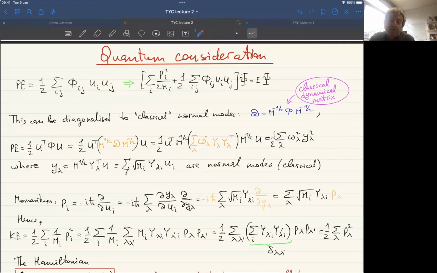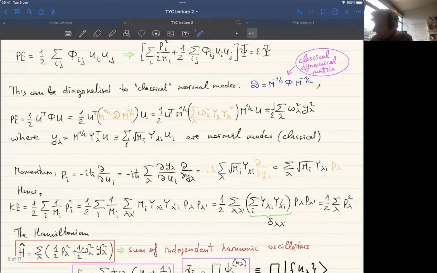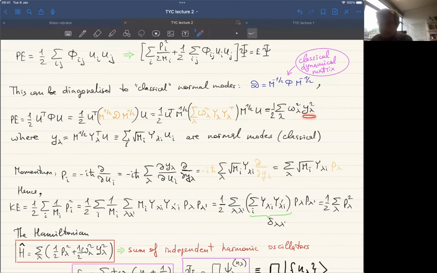The solution of this rather complicated at first sight Schrödinger equation can be done rather easily by going into normal modes. So what we need to do is make a linear transformation of our displacement u into normal mode y lambda, as we did before. This results in the potential energy being diagonalized with respect to new coordinates y lambda. This is exactly what we did before classically, and this is that transformation written again.